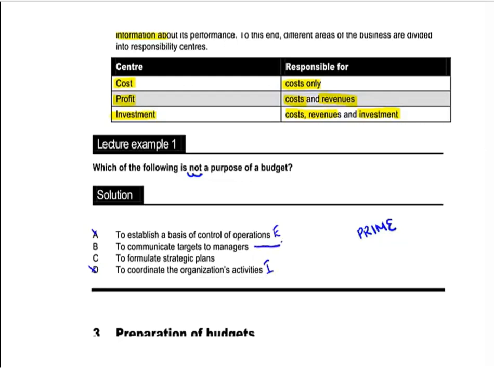Well, if we're going to communicate to managers, we need to get them to know what their targets are, and that might be a way of motivating them. So we can use our budget as a way of saying, well, actually, guys, this is what you need to try and achieve. So it's not going to be B either. The answer is C. We can't use budgets to formulate our strategic plans. In fact, you have to know what your strategic plan is first, so that you can set a budget which will hopefully meet those objectives.